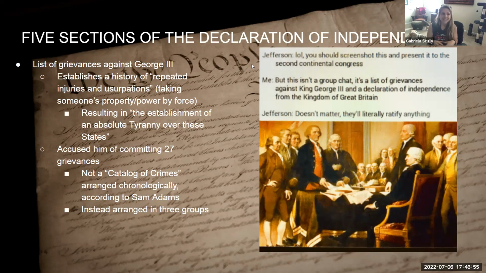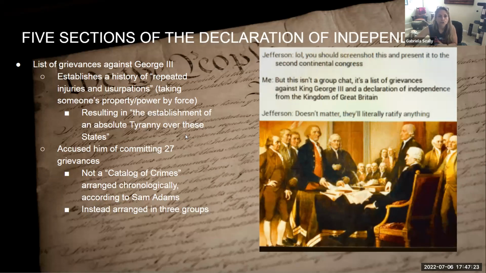And it resulted in an absolute tyranny. You're a tyrannical government and we don't have to listen to you anymore. And it accuses King George and the parliament of committing 27 grievances. And most people would organize them chronologically, like first you did this and then this happened, or whatever. But it doesn't do it that way. It basically chunks it into 3 groups.